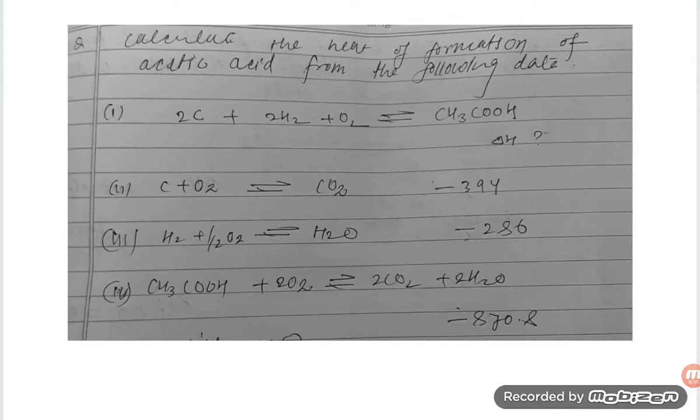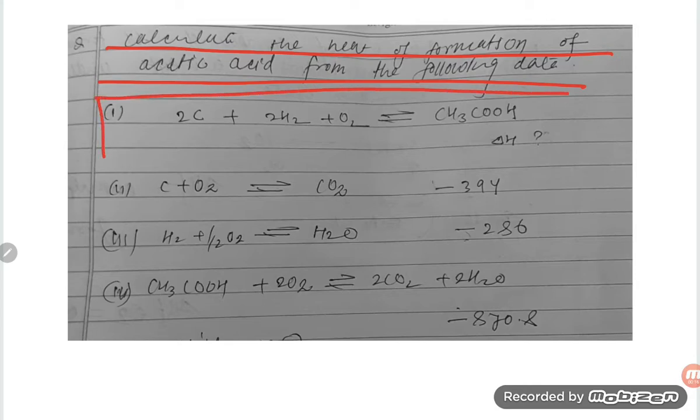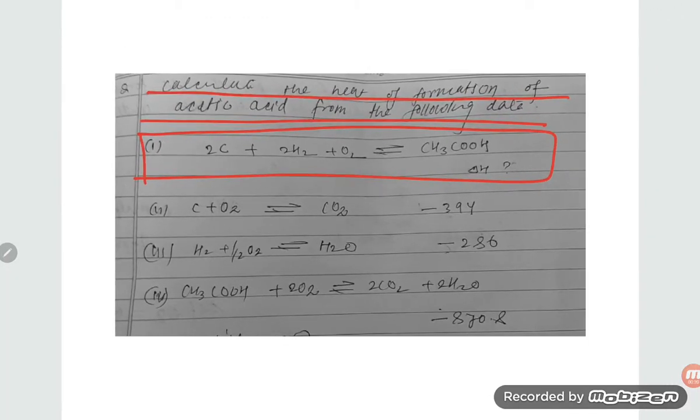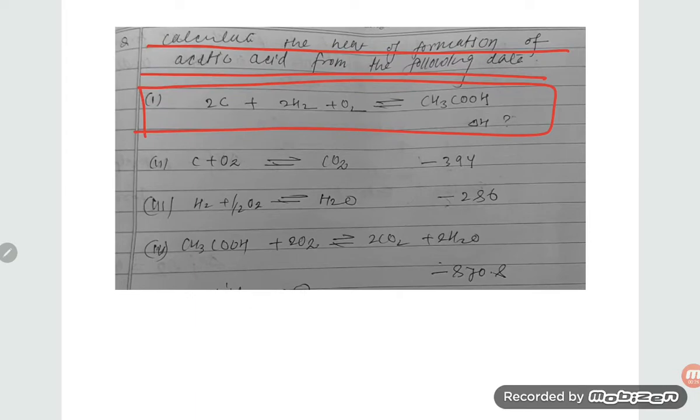Hello students, let us try to solve one more problem. The problem is: calculate the heat of formation of acetic acid from the following data. So we have to form the acetic acid. That equation itself is given. The enthalpy of formation is the formation of 1 mole of compound from its elemental state. So that is acetic acid.